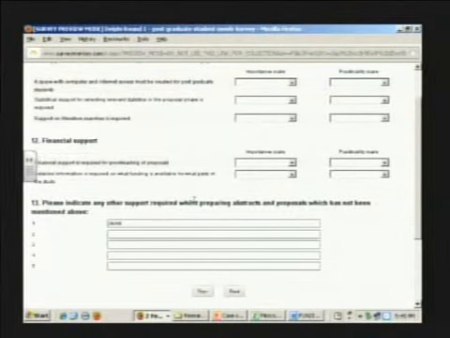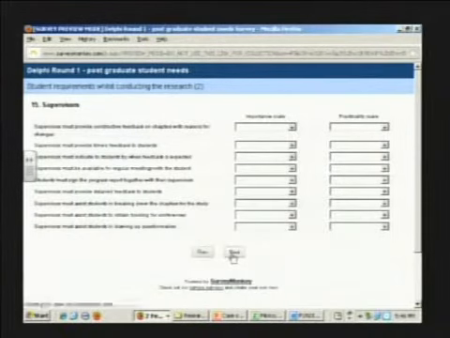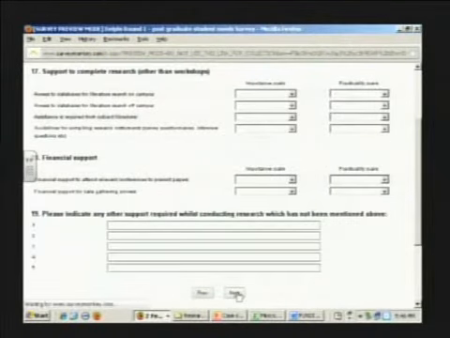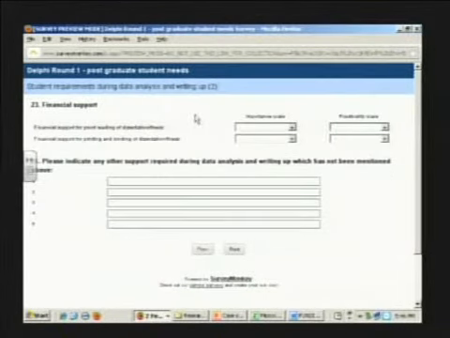All right. And then basically it does exactly the same thing for each of the, so this is during, while you're conducting the research, and then the last one is while you're busy writing up. Okay, so hopefully this will go out to you within the next week for you to answer the questions. And the purpose of this was to see what are your needs. All right.